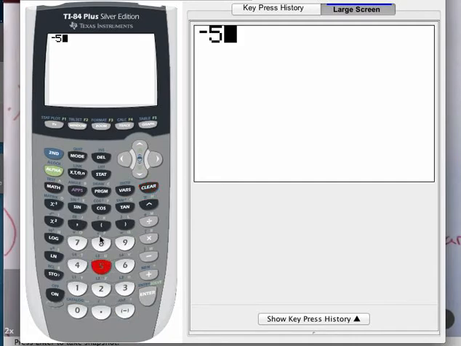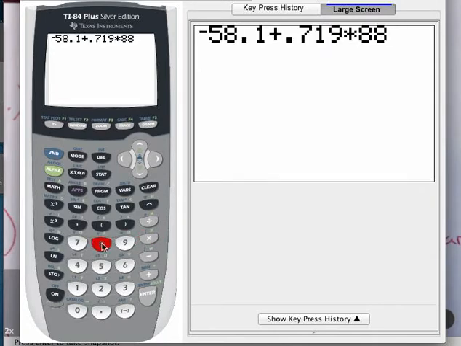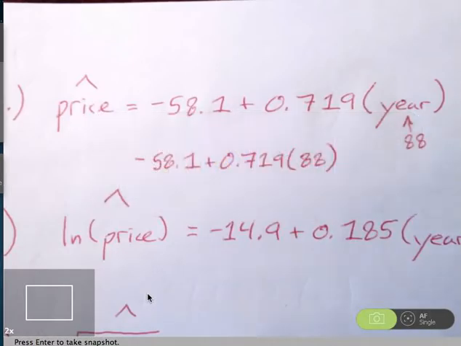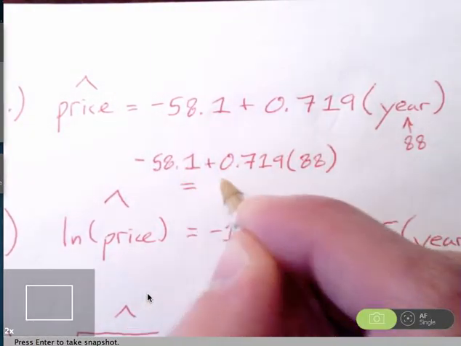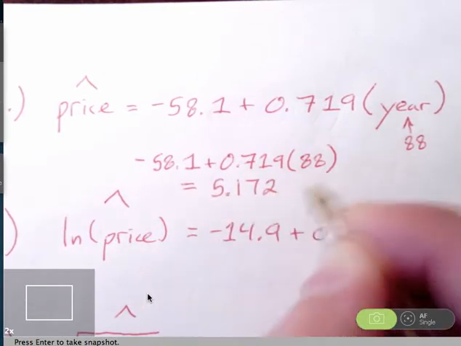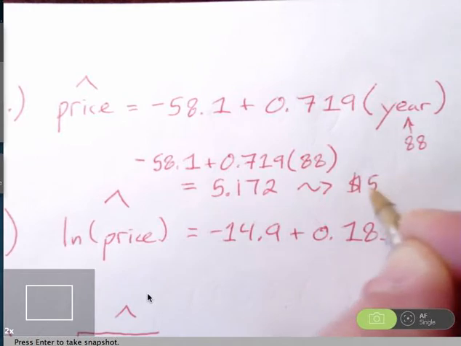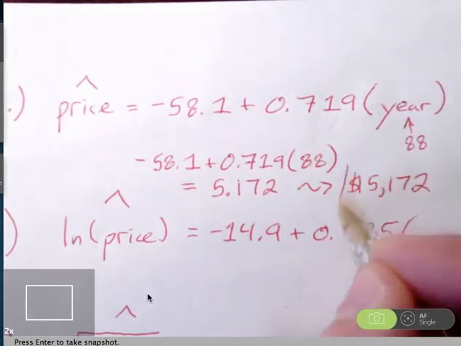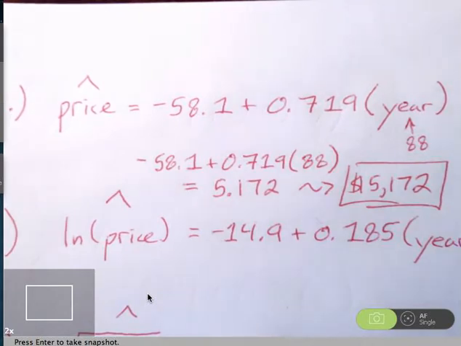Of course, you can just type that right into the calculator on the home screen. Here's the negative 58.1 plus the slope 0.719 times 88. And again, I can see from the scale on my graphs that the year is in 2 digits, so I don't have to enter the 19. So 5.172 is my estimated price, so that would be $5,172. So that would be for the linear model.